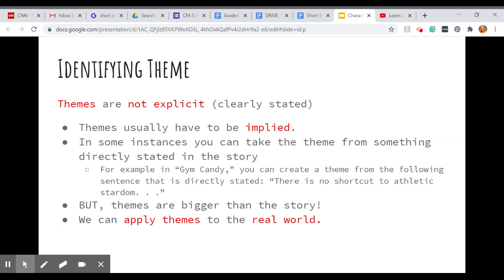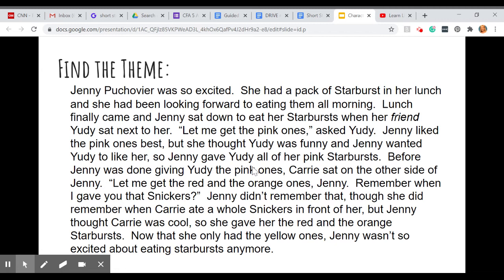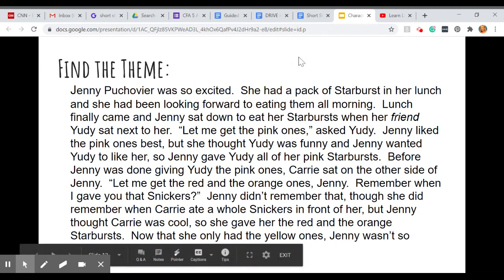Now, sometimes they will state it. For example, in Gym Candy, they do say there's no shortcut to athletic stardom. But they are so much bigger than just one story. Okay? You cannot say Jared learned that he can't take the easy way out, or Jared learned not to take shortcuts, because then that theme is only specific to that story, and themes are not story specific. Okay, these have to be things that you can apply to the real world, not just to this book. So if you look at this example, I'll let you read that.